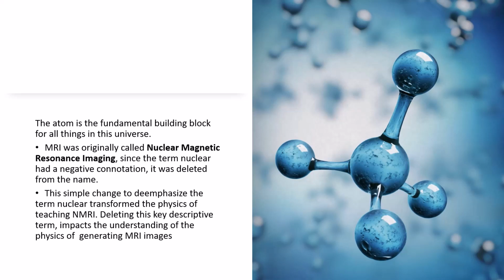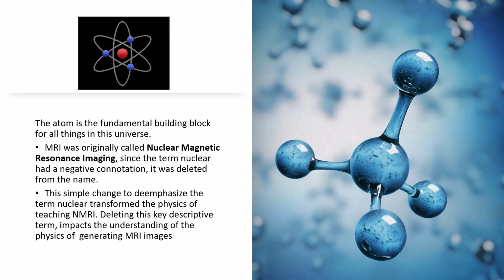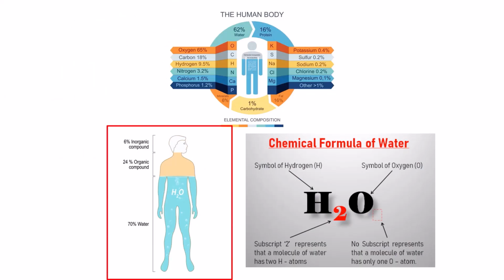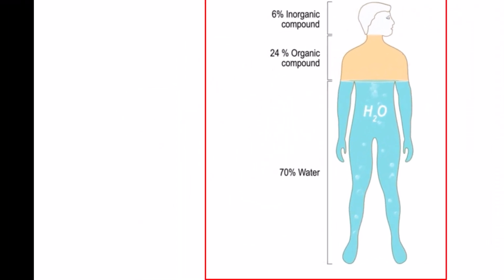Remember, the atom is characterized by its nucleus with protons and neutrons and the orbiting electrons. It is the sum total of what the atom is made of, neutrons, protons, and electrons, that make up the combination of atoms into a molecule, and molecules are the basis for tissue. For instance, the human body is made up of about 6% inorganic compounds, 24% organic compounds, and 70% water.